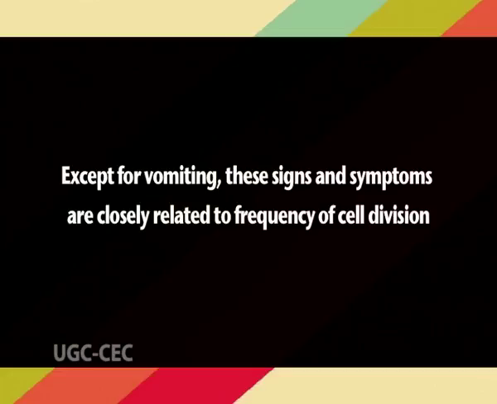Hair is lost due to damage to hair root cells. Except for vomiting, these signs and symptoms are closely related to frequency of cell division. If the radiation dose is low, the syndrome will seldom, if ever, occur. Conversely, if the dose is high, death can occur within 10 to 20 days after exposure due to severe intestinal damage, or subsequently within 1 or 2 months, mostly from bone marrow failure.